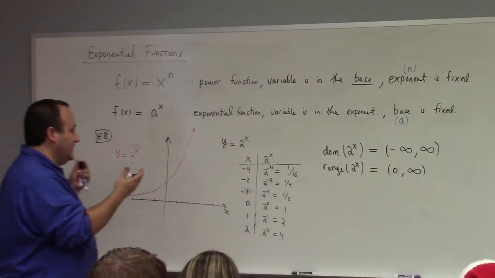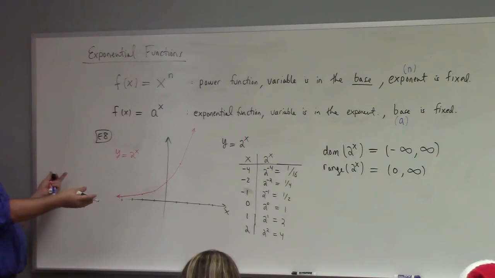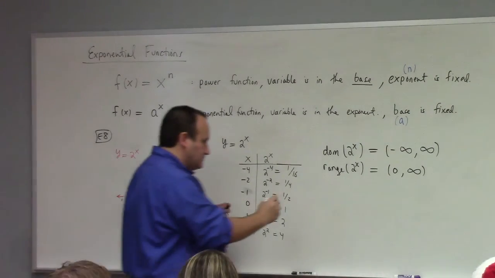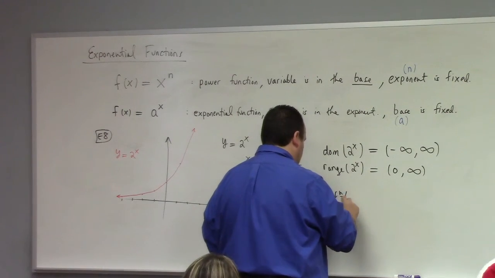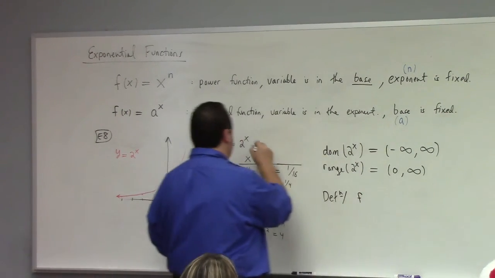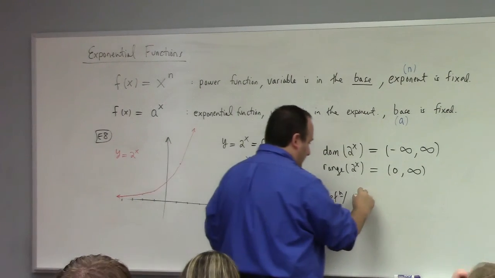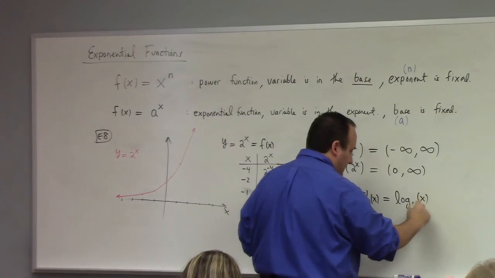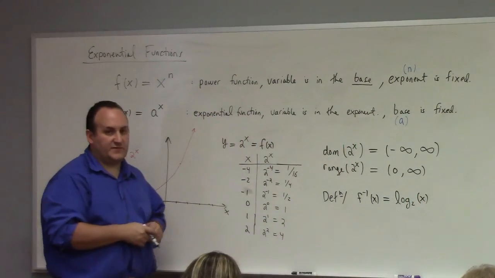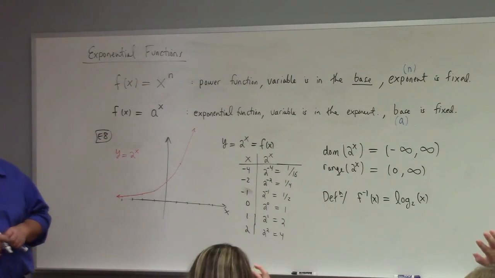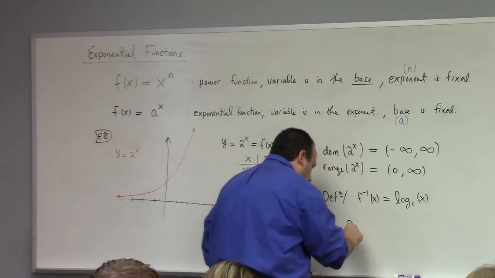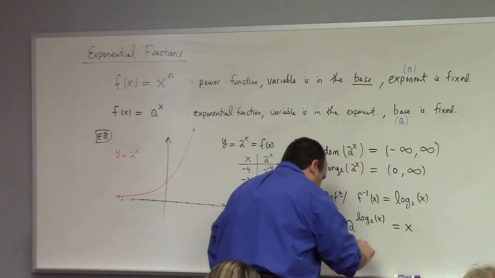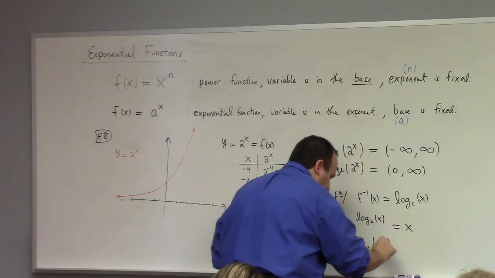So hey, this is a function which has an inverse. The inverse of it is what we call a logarithm. So, definition. Let me call this f of x for the sake of this discussion. F inverse of x is equal to what's called log base 2 of x. This is the inverse function. It is the function such that 2 to the log base 2 of x is equal to x, and log base 2 of 2 to the x is equal to x.